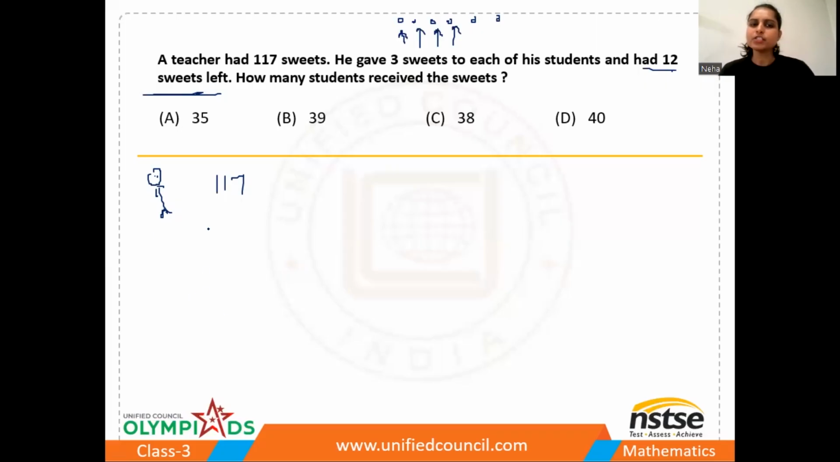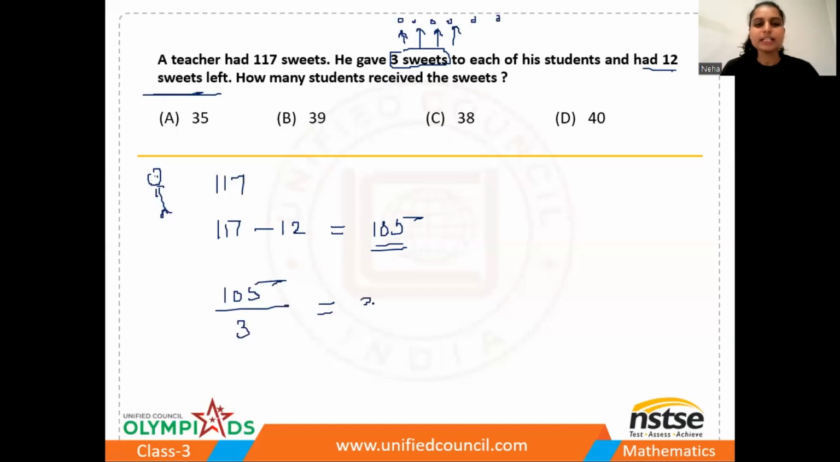That means, how much did he give away? He gave away 170 minus 12, because 12 is still remaining. So 170 minus 12 is 158, that means 158 sweets he distributed among the students. Now he is giving 3 sweets to each child. So how many total students are there? 3 sweets for one student, that means 105 sweets for 105 divided by 3 students, which is nothing but equal to 35. So I can say option A, 35, is the correct answer for this question.